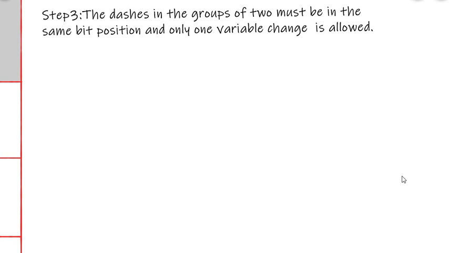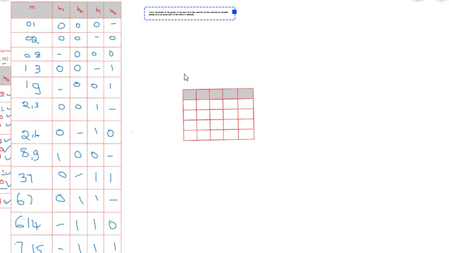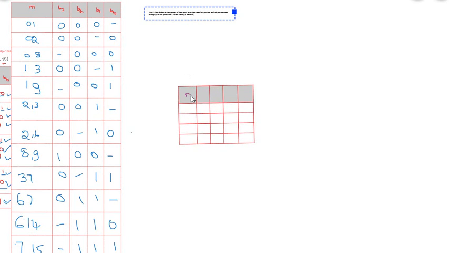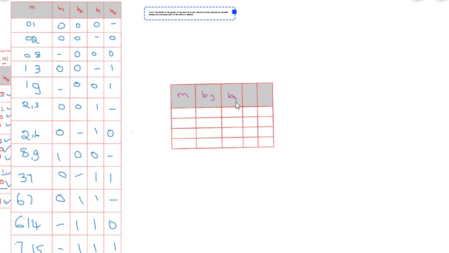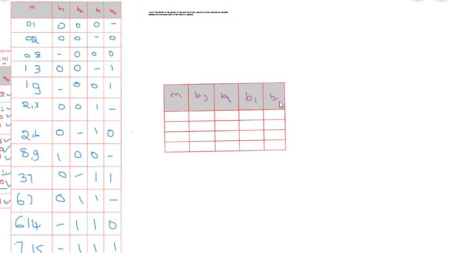The creation of a new table further groups the set of minterms. This is the same process repeated. The change is here: the dashes should be in the same position, but another bit may change, either 0 or 1 changes. We will go with the example and check how it changes. If you are going for step 3, you have to create a similar table as we did in step 2. So it is M, B2, B1 and B0, same as previous.